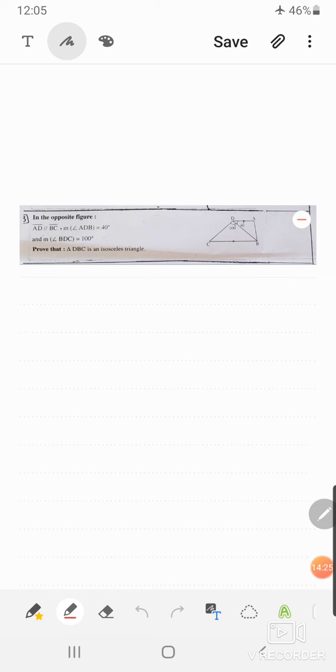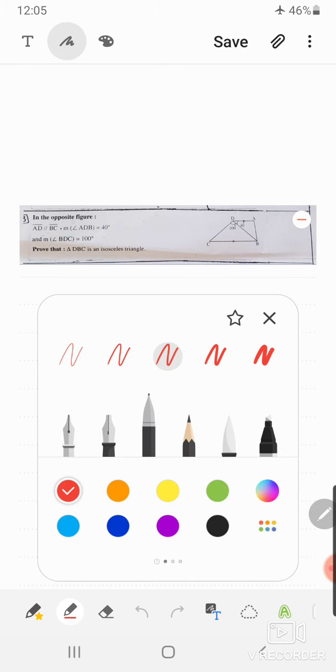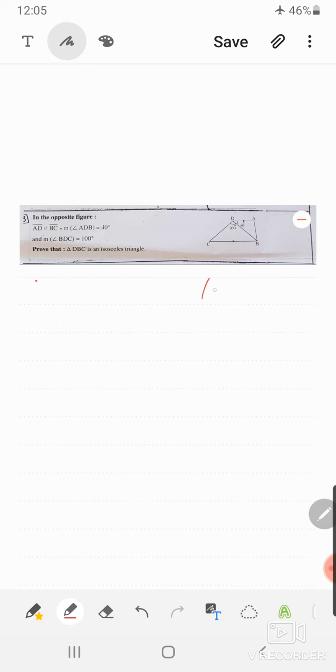Let's take the last example. In the opposite figure you have AD parallel to BC. Of course, when I have parallel lines, do you remember the three rules, the letters Z, F and U? Z: this angle equals this angle, which are called alternate angles. What about F? Corresponding angles are equal in measure. What about U, the interior angles? The sum of their measures equals 180. Okay, let's continue.